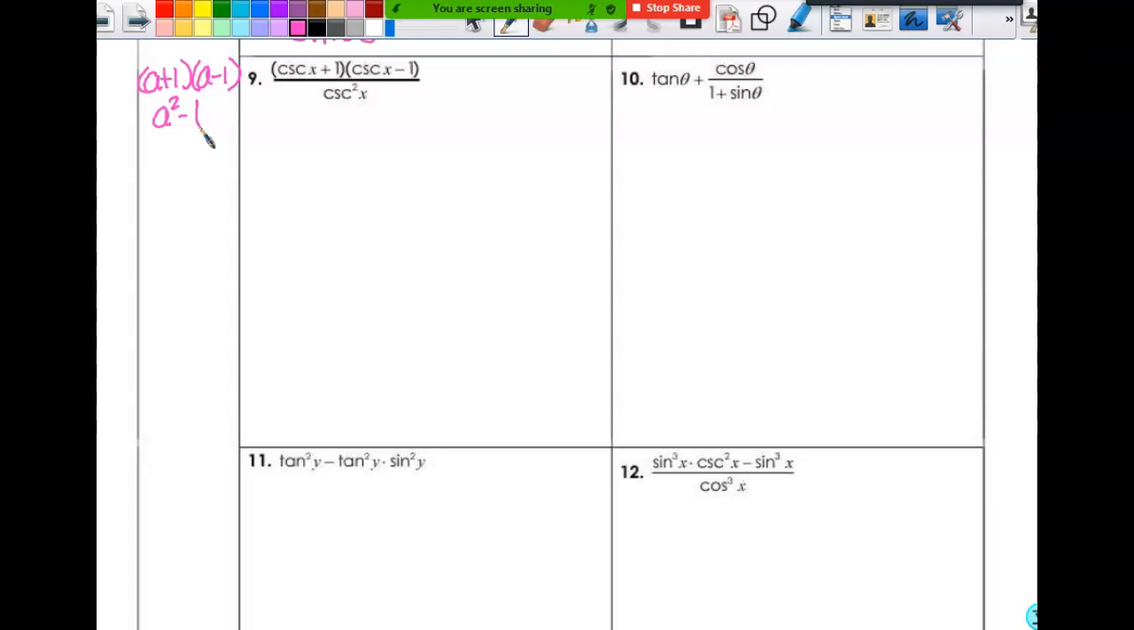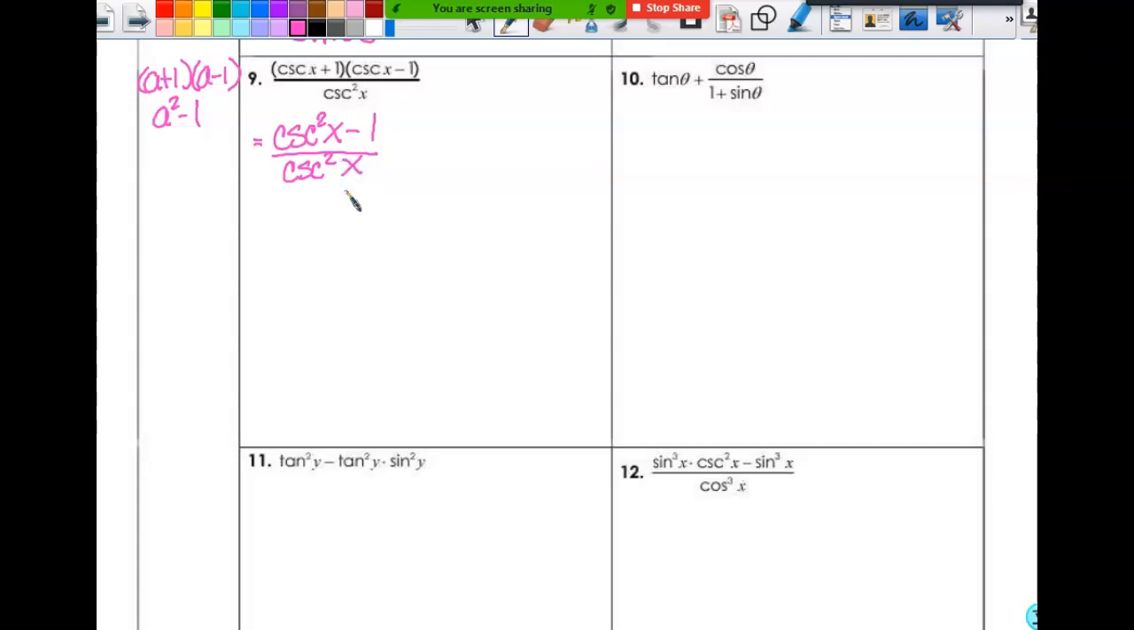So just because I know that doesn't mean I necessarily want to multiply it, but by looking at it, I don't think by leaving it factored, I could do anything with it. So I think I'm going to go ahead and multiply. So this right here just becomes cosecant squared x minus 1 over cosecant squared x.